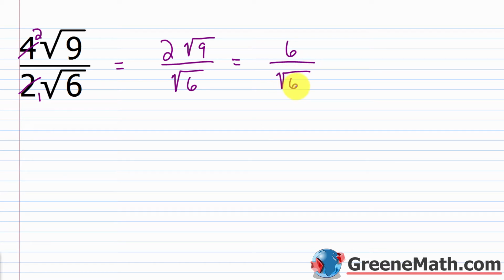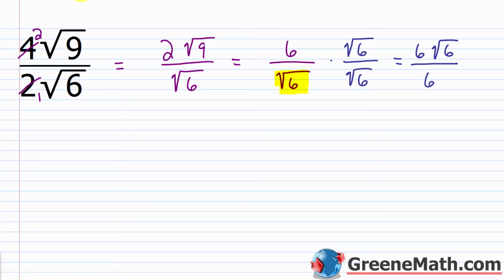Okay. Now, in order to report a simplified answer, we don't want a radical in the denominator. So again, we're going to use our little trick. We're going to multiply this by the square root of 6 over the square root of 6. And what's going to happen is you'll have 6 times the square root of 6 over square root of 6 times square root of 6, which is what? It's 6, right? It would be the square root of 36. Square root of 36 is 6.